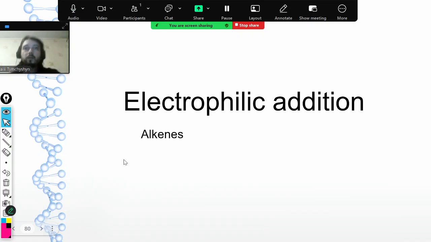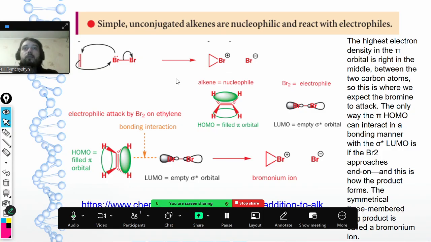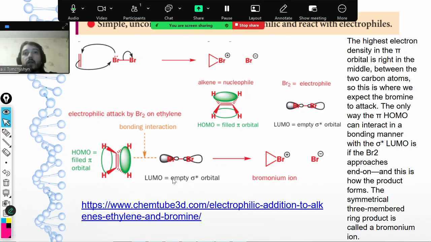And the last one is just electrophilic addition, just getting through really quickly. So here we have an electrophilic attack of bromine on ethylene. Here you have ethylene, you have the pi bond here, and these electrons in the pi bond can be placed in the empty sigma star orbital of the bromine, and thus two bonds are created. So this is a bromonium ion. Pretty interesting case.